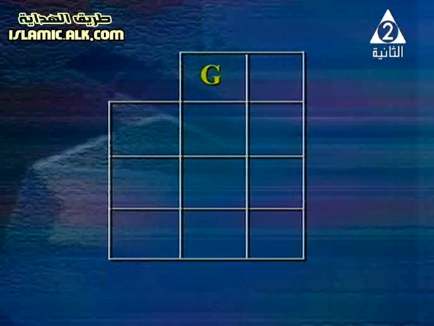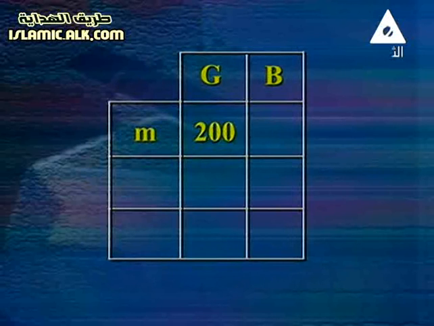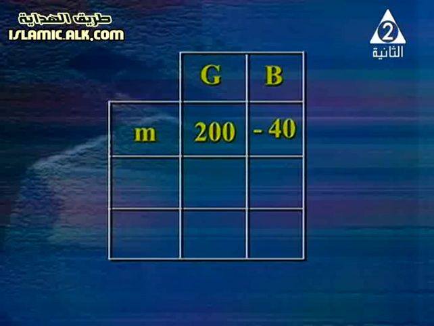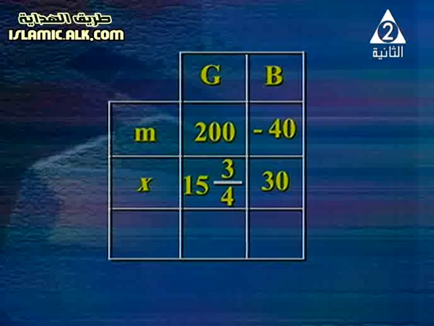Then we form point G and point B and find the mass of each one: at G 200, but at B equals negative 40. Then we find the value of X. Point G is 15 and 3/4 but point B is 30. Y at G equals 3 root 3, at B equals 0.